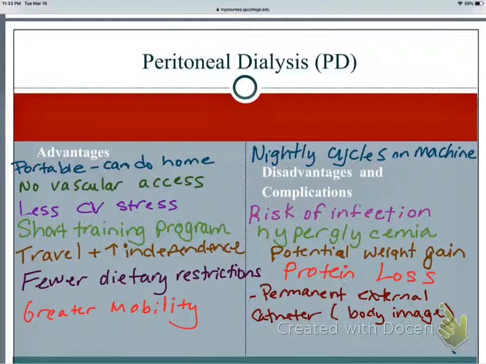Disadvantages. Lots of disadvantages as well. There's nightly cycles on the machine. You're always attached to a machine at night. There's of course the risk of infection, like we talked about. Hyperglycemia, like we talked about. Potential weight gain, especially in your gut, right? Protein loss. You do lose protein. And you have a permanent external catheter. I would focus on these. There's a chart in your textbook also.